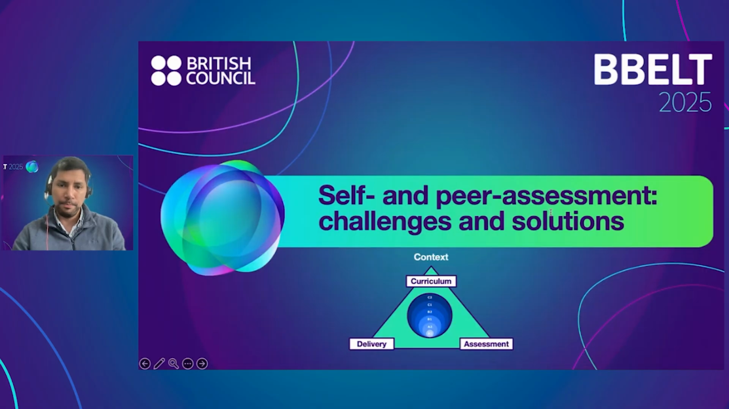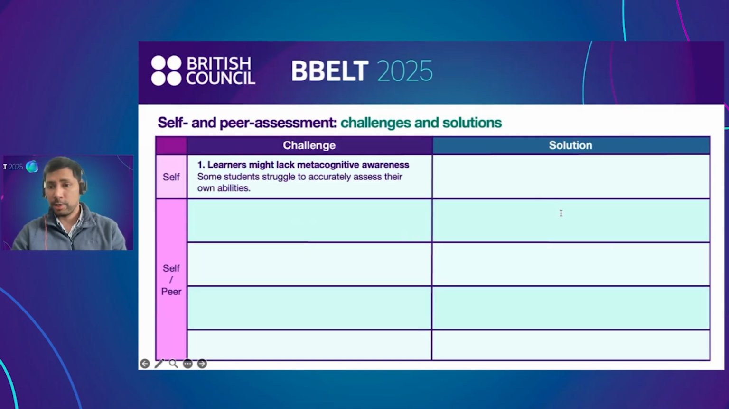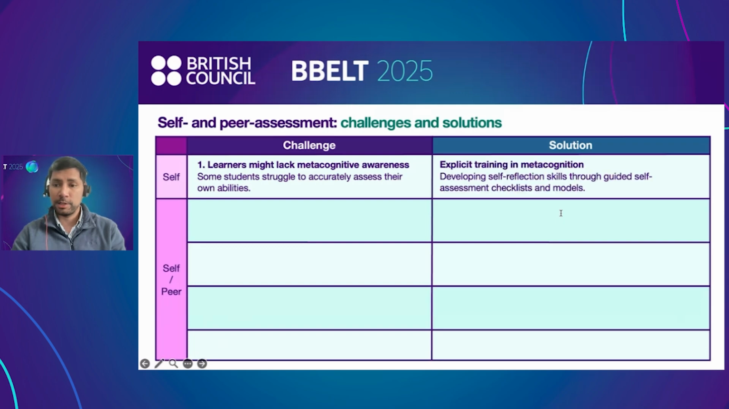Okay, so let's look at some challenges and solutions to introducing self and peer assessment. Most of these key challenges and potential solutions apply to both self and peer assessment, so we can group them together for the most part. But the first one is more related to self-assessment. A challenge for introducing self-assessment is that learners might lack metacognitive awareness, or their ability to think about and evaluate their own learning process. So some students might struggle to accurately assess their own abilities. The solution for this would be to help students develop their self-reflection skills through guided self-assessment checklists and models.